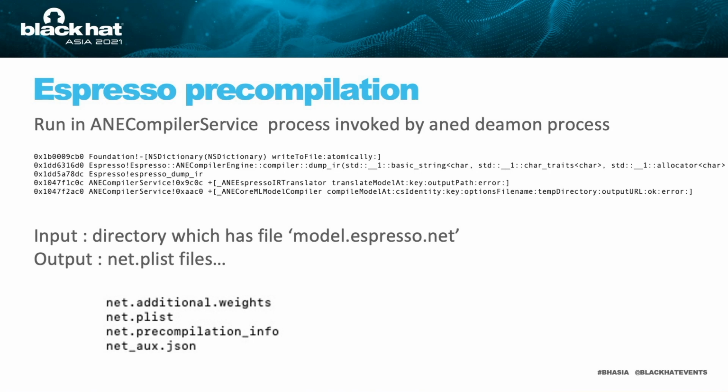If the file has not been compiled by the ANE compiler, ANED will invoke the ANE compiler service process to start compiling. Before the actual compilation of ANE, the neural network description file in the ML model C folder will be pre-compiled into the plist format. A series of pre-compiled files are also listed in the slide.